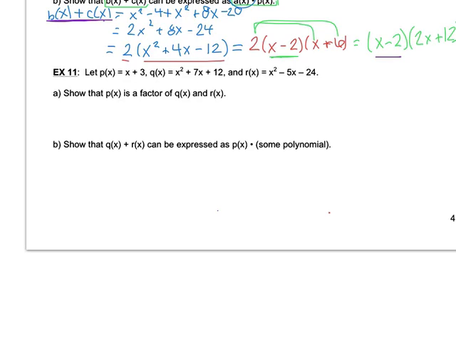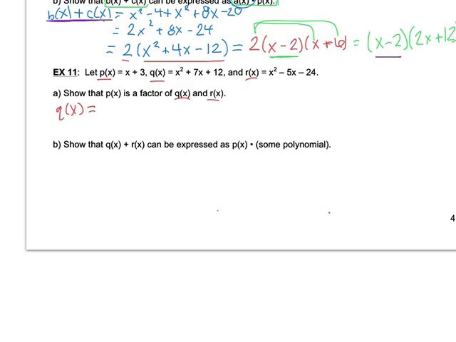So again, we have 3 polynomials, p of x, q of x, and r of x. The first thing we want to show is that p of x is a factor of both q and r. So that's one thing at a time. So first show that p of x is a factor of q of x. If that's true, then I should be able to write q of x as p of x times some other thing.